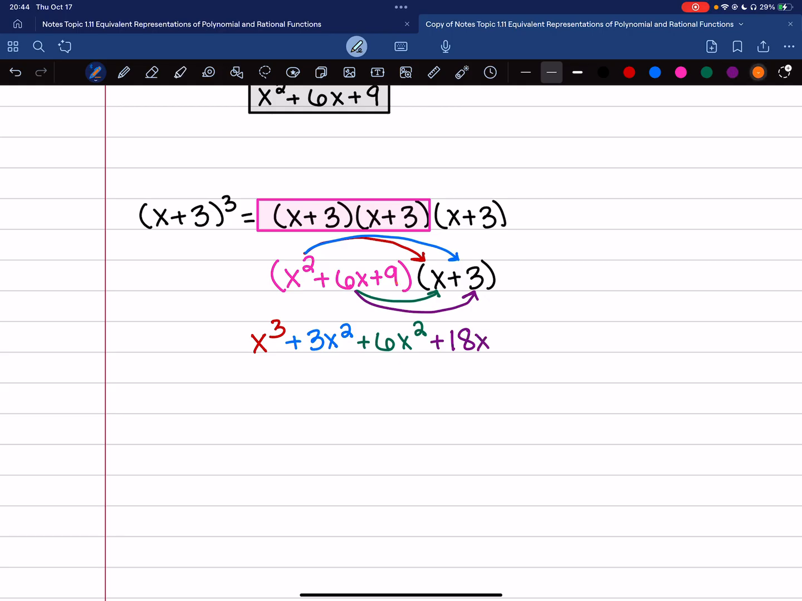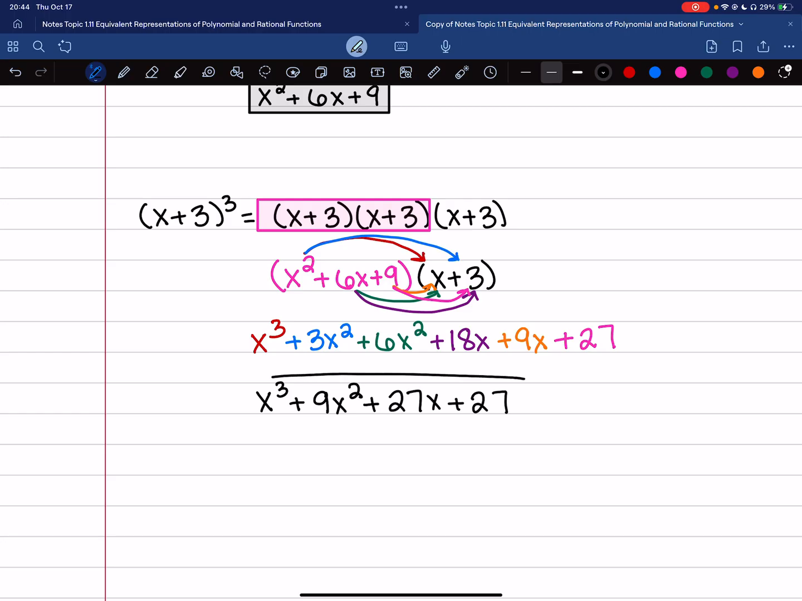Lastly, we have to take the 9 and distribute it. So that would be 9 times x. That would be plus 9x. And last but not least, 9 times 3. That would be a 27. So now we can go ahead and combine our like terms. So we would have x cubed plus 9x squared plus 27x plus 27. And this right here would be the fully expanded form.